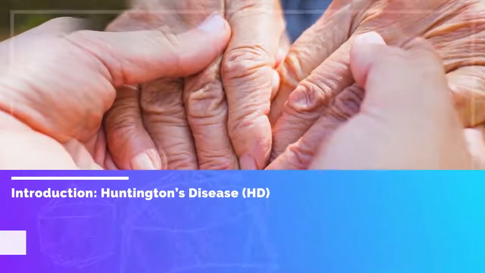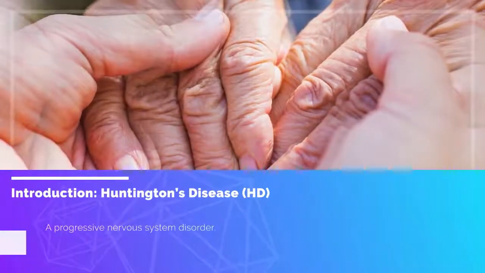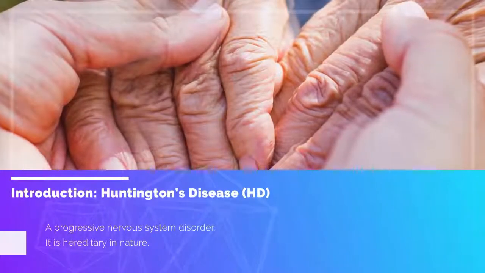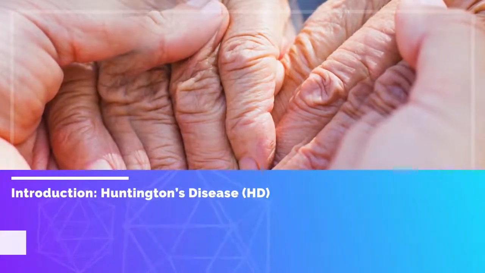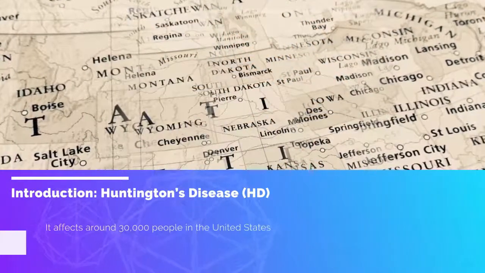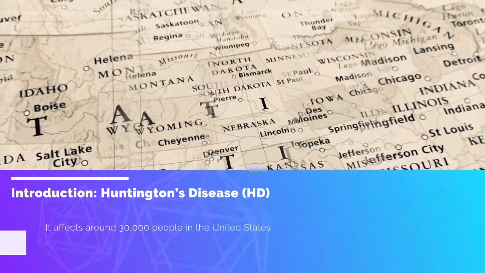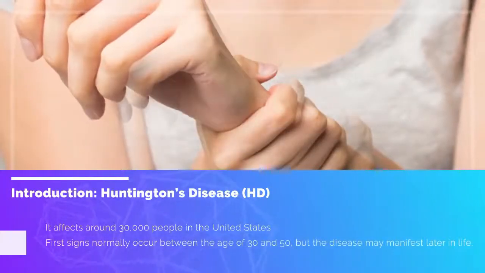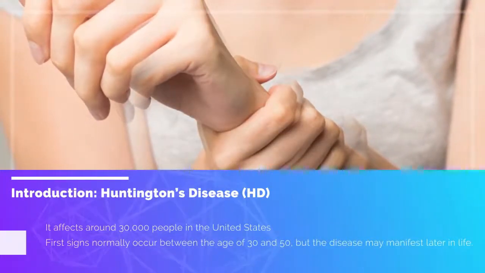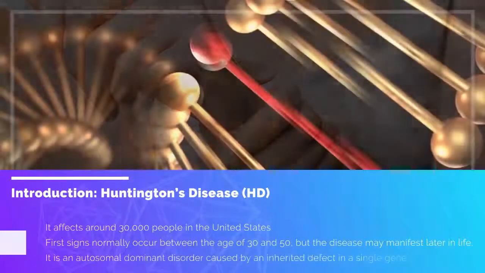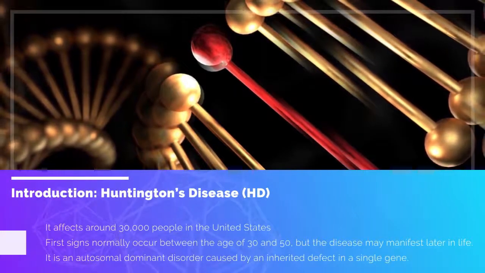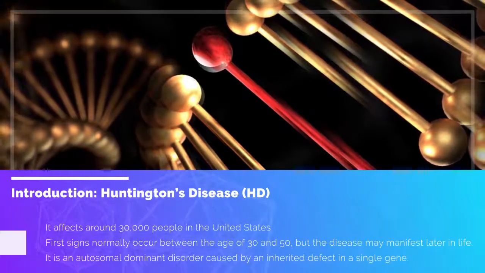Huntington's disease, on the other hand, is also a progressive nervous system disorder that is hereditary in nature. It is also called HD. Huntington's disease affects around 30,000 people in the United States. The first signs normally occur between the age of 30 and 50, but the disease may manifest later in life. It is an autosomal dominant disorder caused by an inherited defect in a single gene.